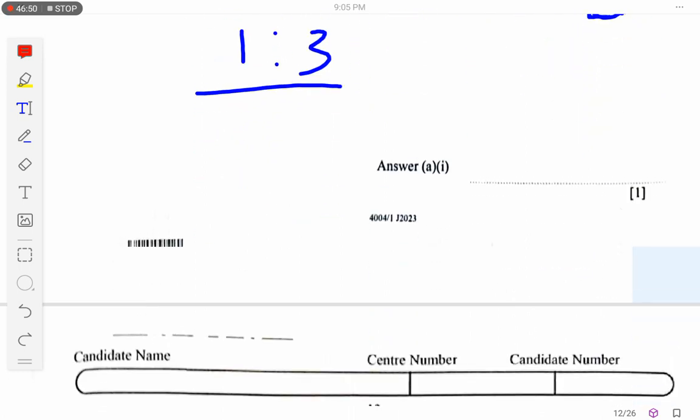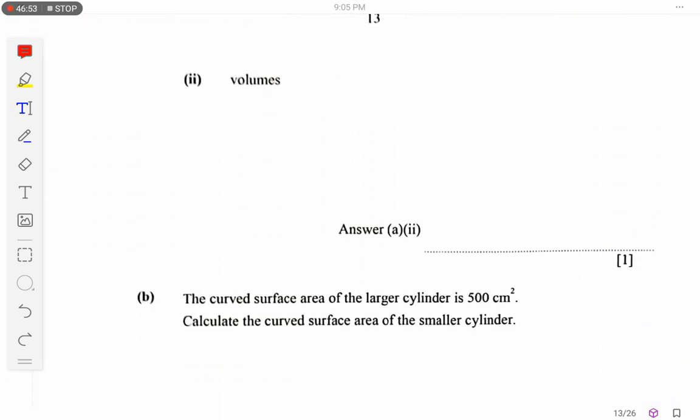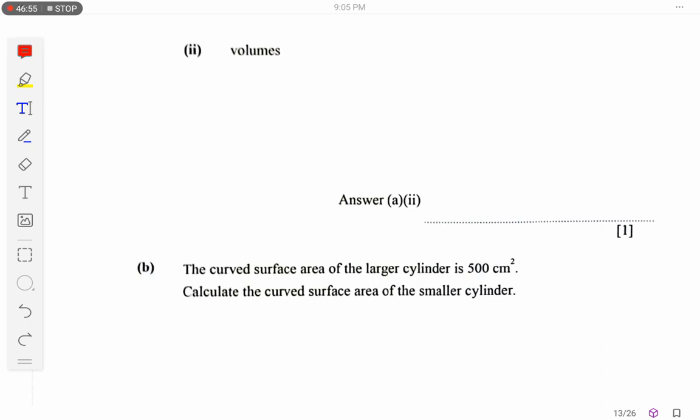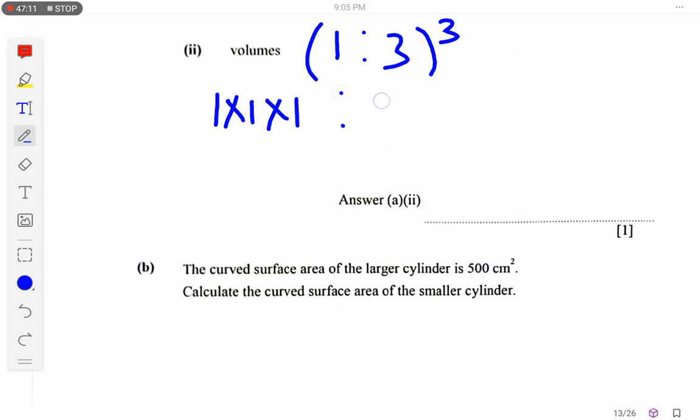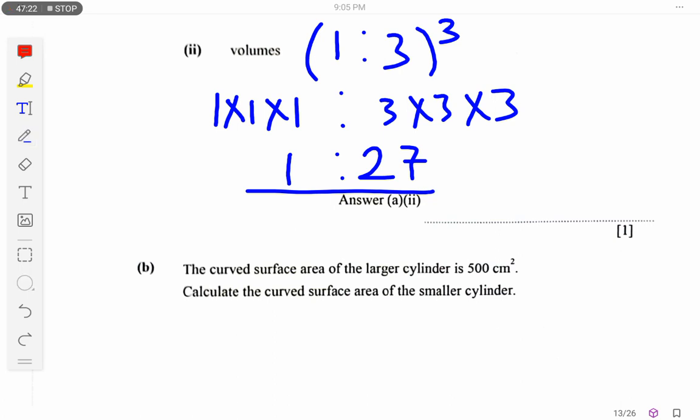Okay, let's move on. Volumes. Basically we are looking at a volume factor. Our ratio of height was 1 as to 3. So when it's volume, we are basically cubing, multiplying each term 3 times. So I say 1 times 1 times 1 is to 3 times 3 times 3. 1 times 1 times 1, we get 1, as to 3 times 3 times 3, we get 27. So this is the ratio of volumes.